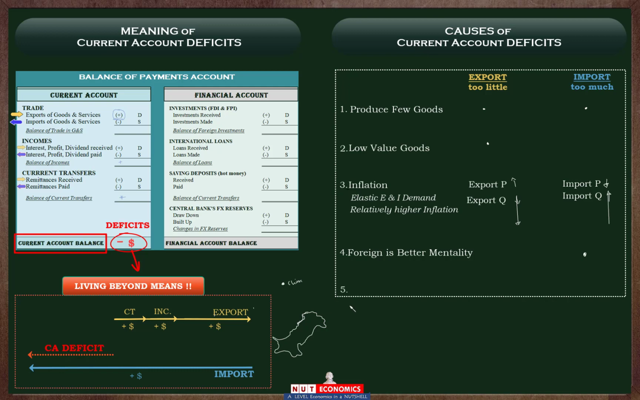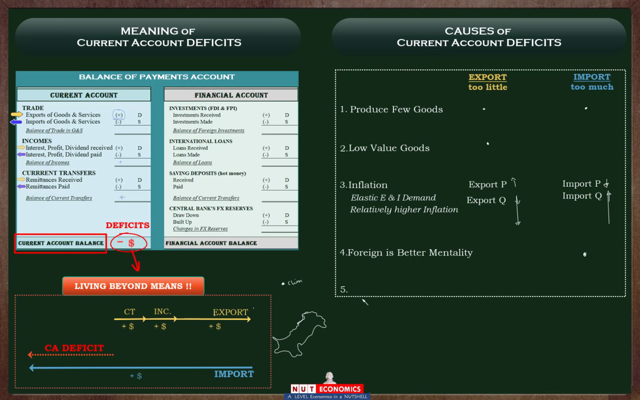Now, I'll give you one more reason why countries go into a current account deficit. But before that, let me just tell you that these first four reasons that I've just explained are sometimes known as structural causes of current account deficit, meaning that they reflect a structural, deep-rooted, entrenched, long-term issue with the economy because of which the country ends up importing too much and exporting too little. These are structural, long-term issues that are creating these problems.